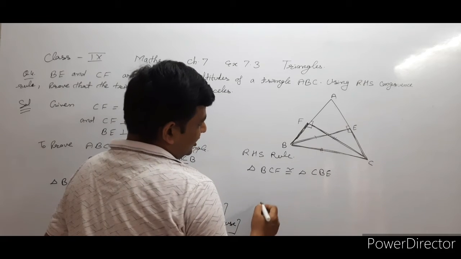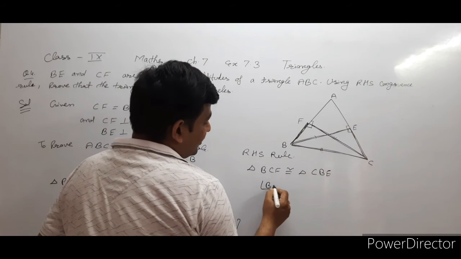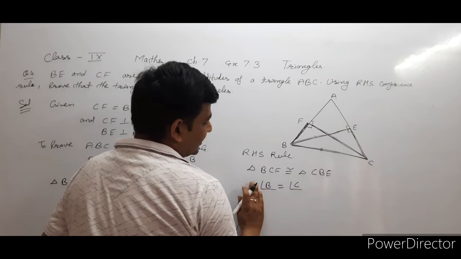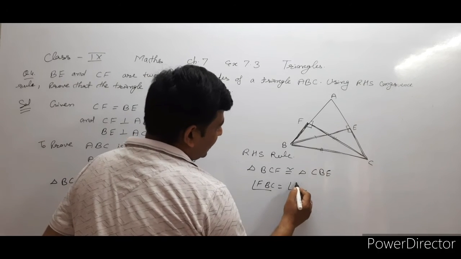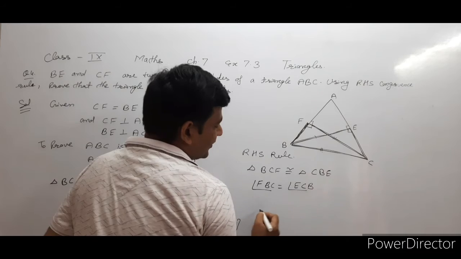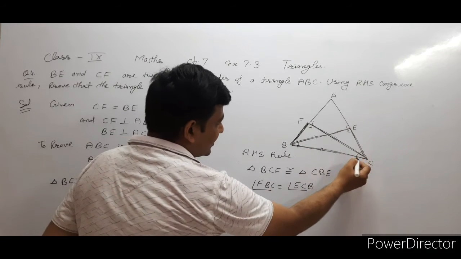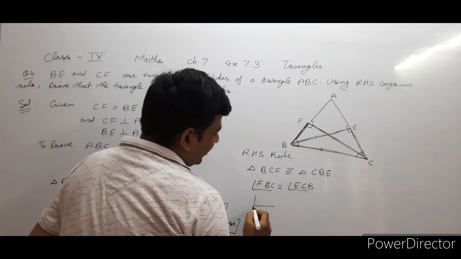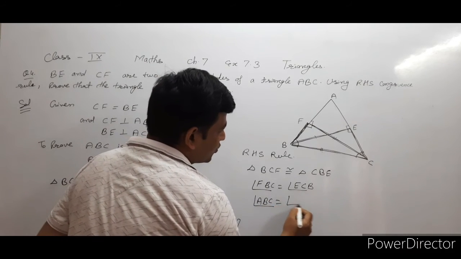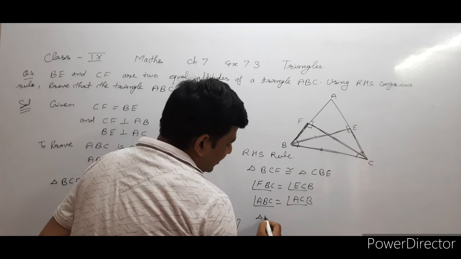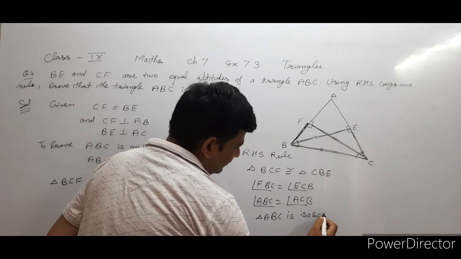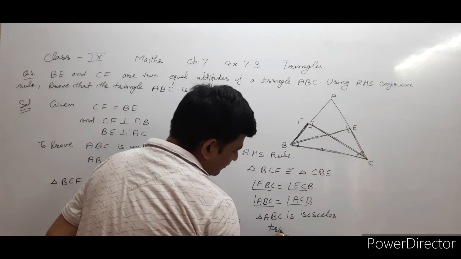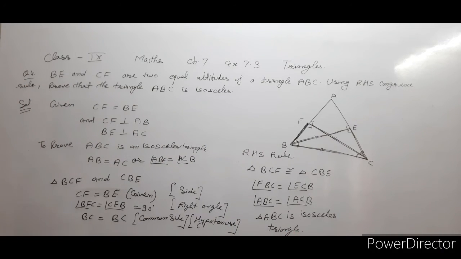CBE. If these two triangles are congruent, then angle B is equal to angle C, or we can express it as angle FBC is equal to angle ECB. These two angles are equal. If these two angles are equal, we can show them as angle ABC is equal to angle ACB also. That means triangle ABC is an isosceles triangle. That is our question number 4.